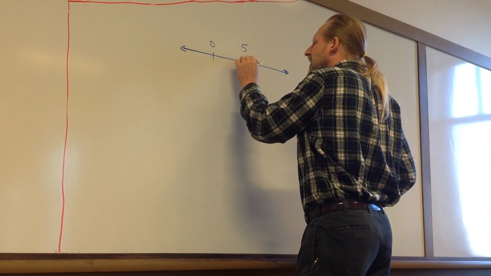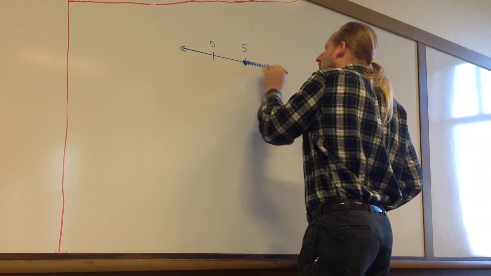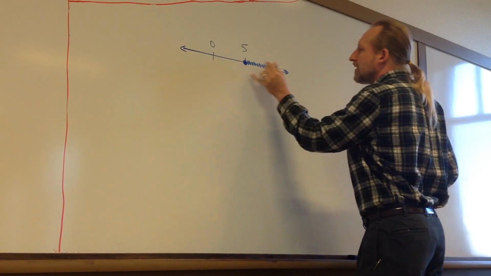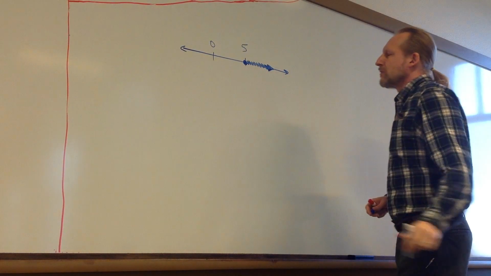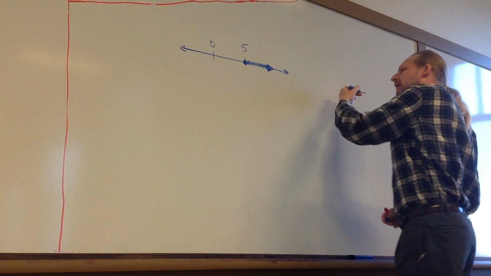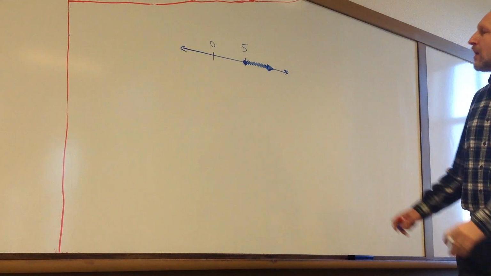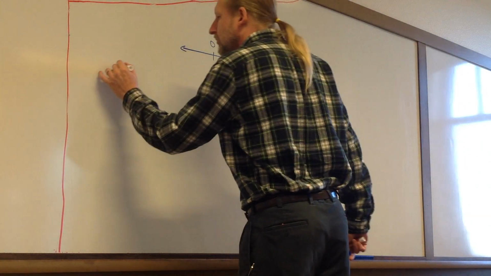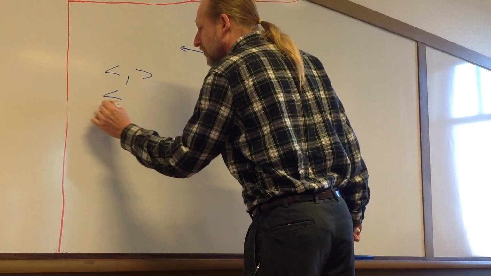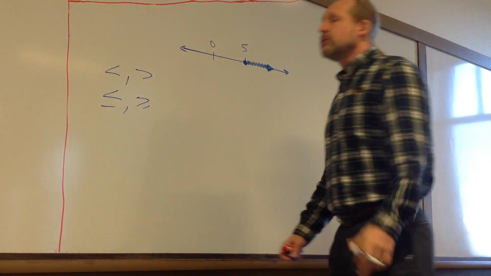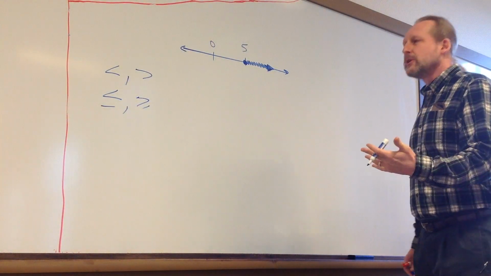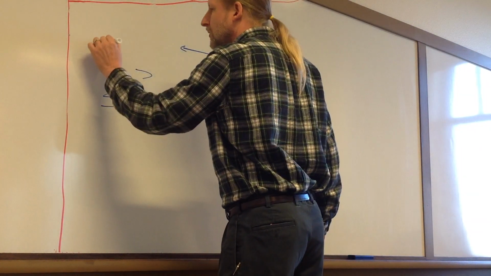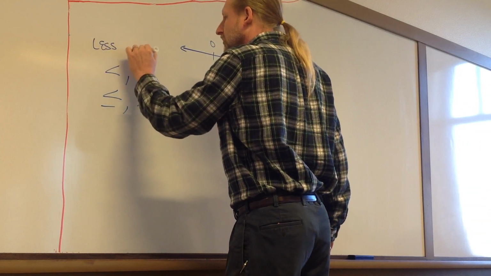Let's say this one. This is where the 5 is colored in, and then we've shaded all the numbers that are greater than 5. And this is an arrow right here indicating that this goes on to infinity. So we want to use the greater than or less than symbols, and also less than or equal to, greater than or equal to. So the first thing that we have to do is to understand the difference between the less than symbols and the greater than symbols.